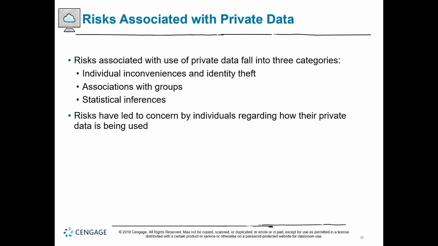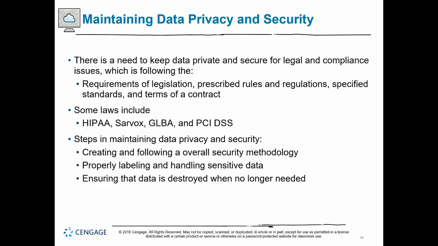So, risks associated with privacy data. Risks fall into three categories: individual inconvenience and identity theft, associations and groups, and statistical inferences. These risks have led to concern by individuals regarding how their privacy data is being used. There's a need to keep data private and secure for legal compliance issues: requirements of legislation, prescribed rules and regulations, specified standards in terms of contract. And depending on the type of data, there are specific laws, rules, and regulations.